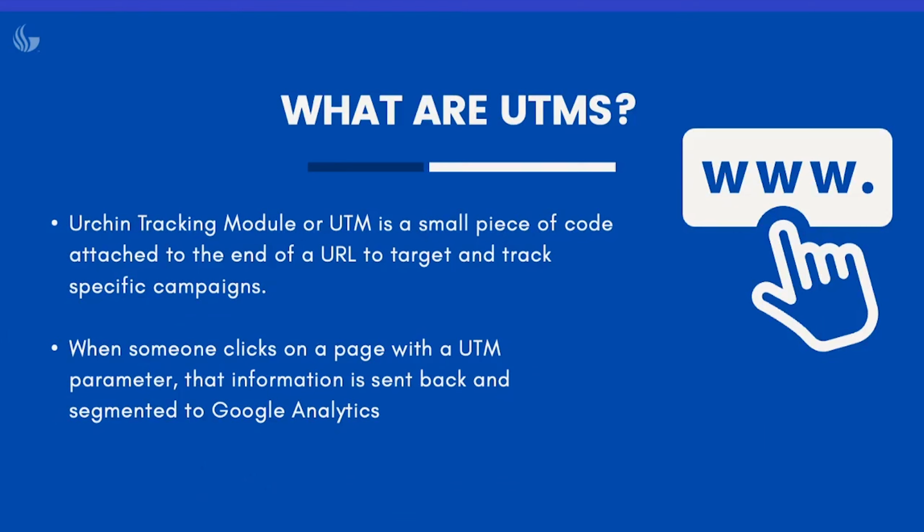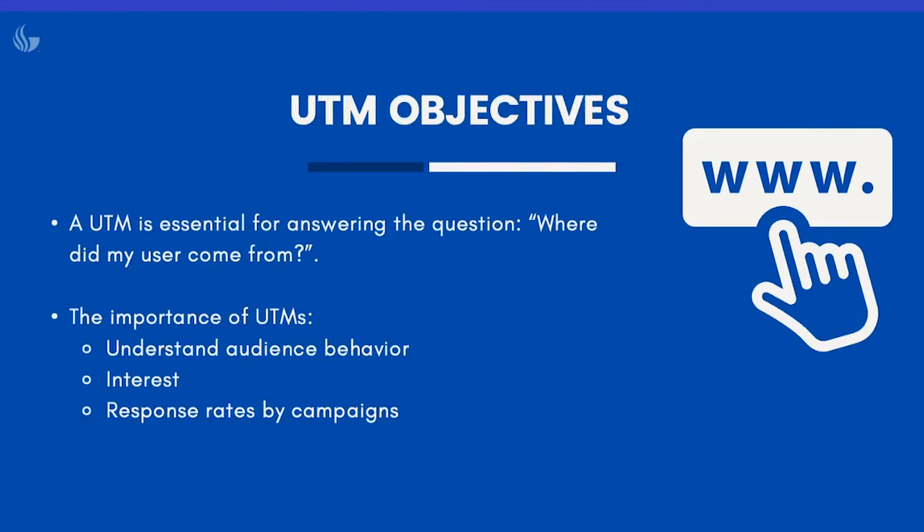And we're going to get into the parameters and the objectives just to really give you a better and deeper understanding of what UTM codes are. That information is then sent back and segmented into Google Analytics. So the objective of a UTM is, like I said, just to really understand where your users are coming from.